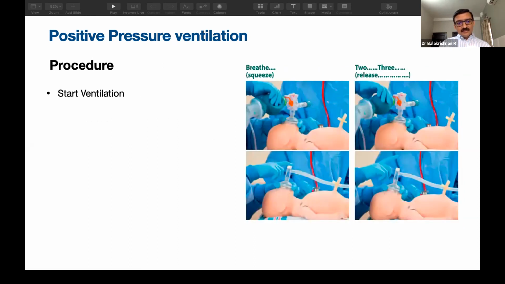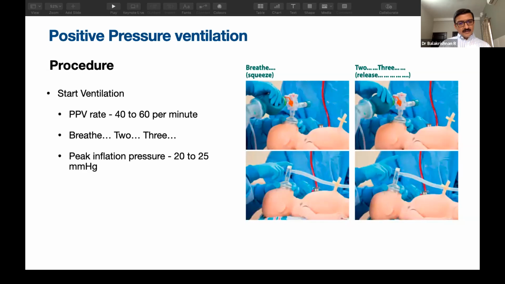So once we have achieved a good seal, we have to start ventilation. The ventilation rate is 40 to 60 per minute, in the sequence of breathe, 2, 3, wherein during breathe we squeeze and during 2, 3 we release. The peak inflation pressure that can be delivered when we are using a T-piece resuscitator is around 20. And the inspiratory time should be less than 1 second.